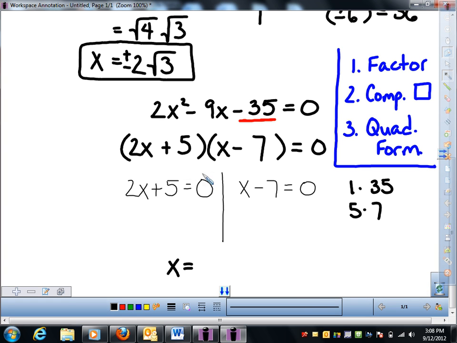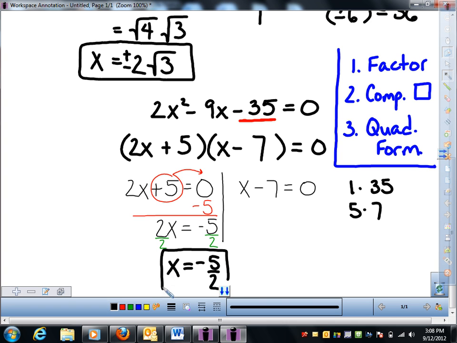I'm going to wrap this 5 over using my wrap like we have done before. So I take the 5 over, and that's going to leave me with negative 5. So I end up with 2x equals negative 5. If I divide both sides by the 2, I end up with x equals negative 5 halves. Try and make my screen a little bit bigger here for you to see. There's one of my answers.